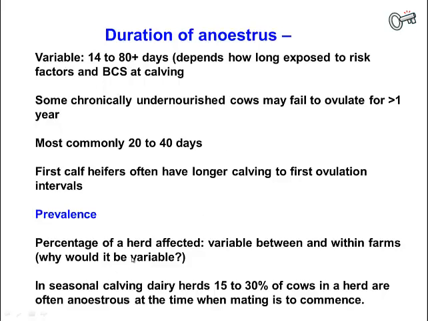How common is anestrus within the herd? It's variable both within a herd and between herds. So from year to year it will vary depending on how much feed is available to the cows, how much stress they've been under, and it will vary from farm to farm. Again, depending on what breed is present, what sort of condition the cows are in, how much feed is available. And as I mentioned earlier, in a seasonal calving herd, 50 to 30% of the cows at the start of mating are commonly anestrus.